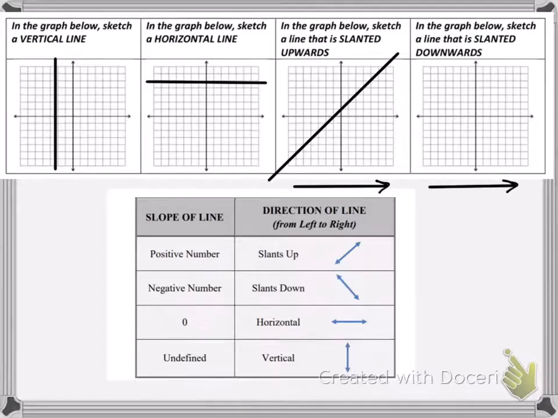Okay, and so a line that is slanted downwards, again, we're looking at it as we move from left to right. So from left to right, this is going up. From left to right, this is going down.